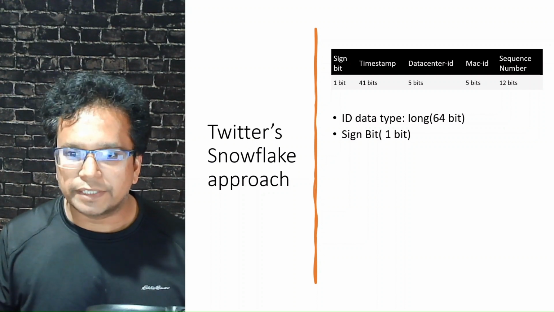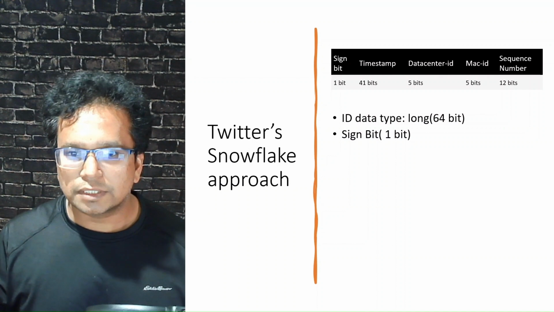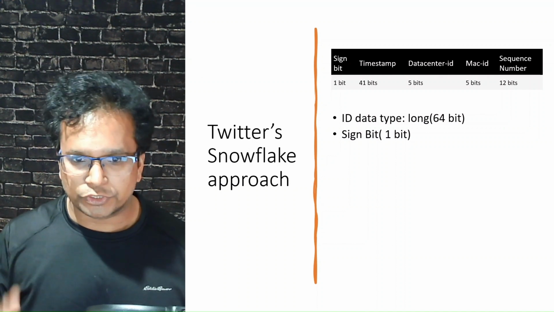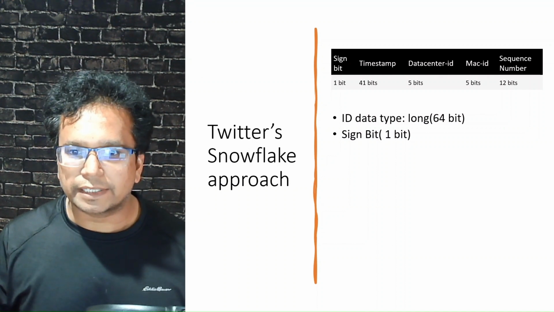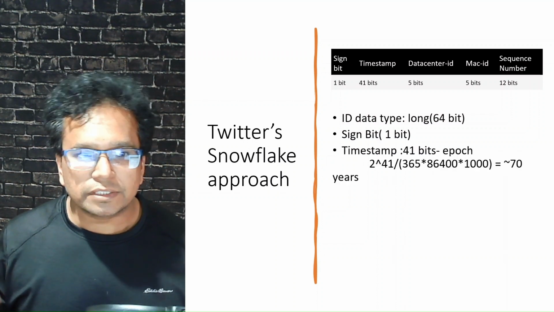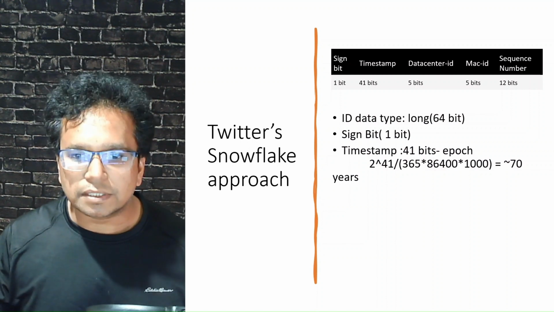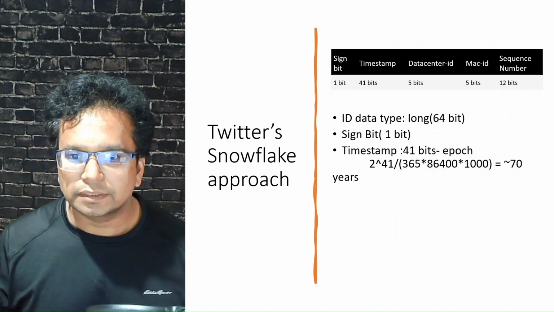A sign bit is assigned to these identifiers and its value is always set to 0. This means that the overall number is positive, with a single bit acting as a marker. So next is the timestamp, which is actually 41 bits, and these 41 bits are assigned for milliseconds.